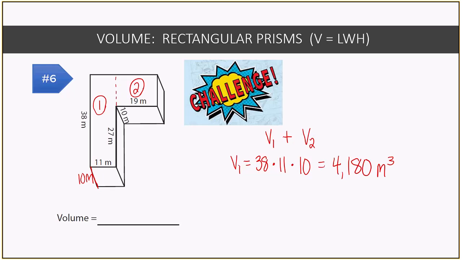And now we have to calculate the volume of the second shape. So the volume of that second shape, again, we want to figure out its dimensions. We can see that it's 19 across. It still has the same height of 10. Again, if you imagine this shape laying down on a table, it has a height of 10. And now we have to figure out what this dimension here is. If we know this length, what is the width?